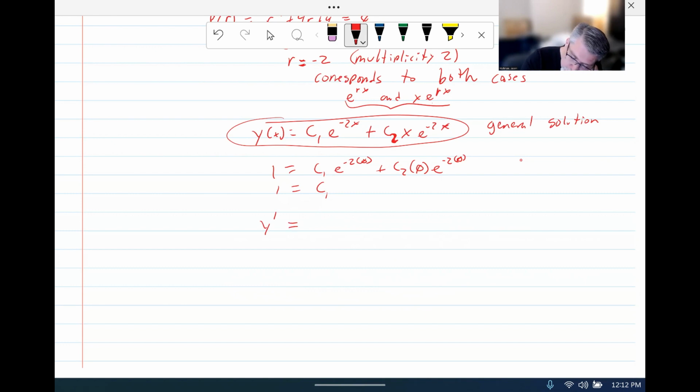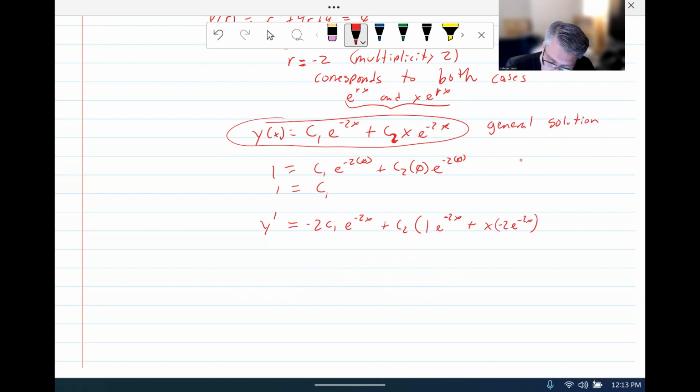Well, y prime, we're just going to take the derivative. That's going to be negative 2c1 e to the negative 2x plus, and now on this one I have to do the product rule. Okay, so this is going to be c2 times the derivative of the first is 1 times e to the negative 2x plus the first times the derivative of the second, that's negative 2 e to the negative 2x. Okay, that's c2.